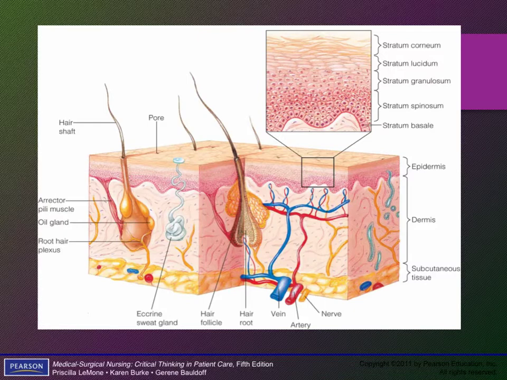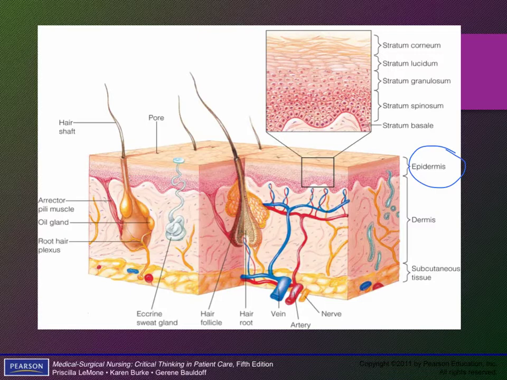First layer that we're going to talk about is the epidermis. The epidermis has the job of protecting the tissues from physical, chemical, and biological damage. It prevents water loss and serves as a water repellent. It stores melanin, which protects tissues from harmful effects of the ultraviolet radiation in the sun. The other part of the epidermis is it is the outermost layer.